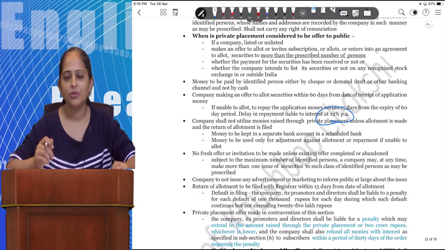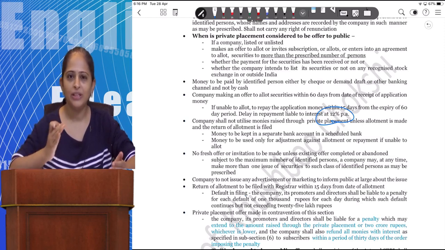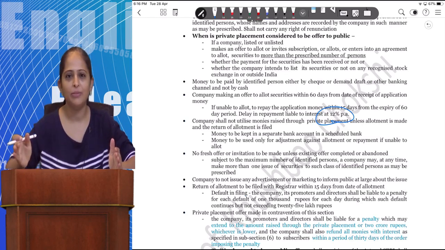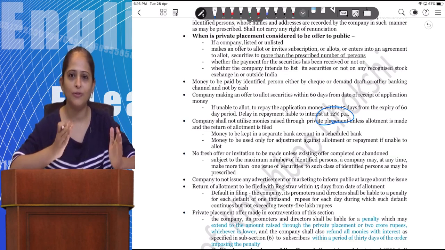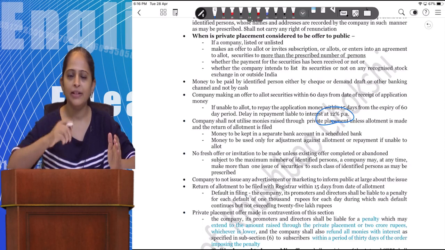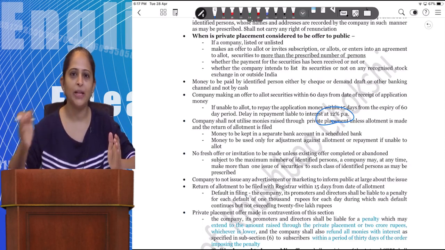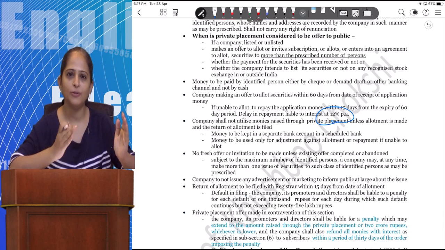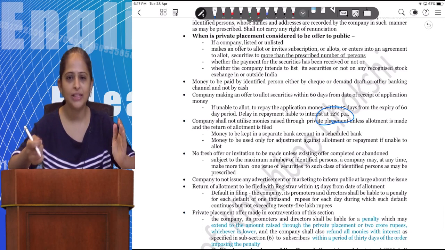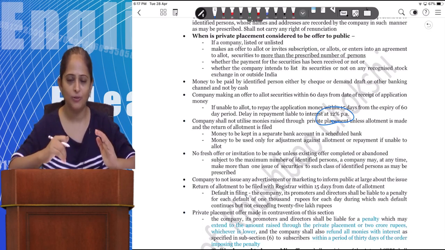It is very important to note that once you make an offer for private placement, you have to either allot the securities or abandon the offer, and only then can you make a second offer. So when an offer for a private placement is running, that is, you have not yet allotted the securities, then you cannot make a second offer at the same time. If you want to make a second offer, the first offer has to be entirely completed. That is, either you've allotted the securities or you have refunded the money. Only when the entire process for the first offer is complete can you make a second offer for private placement.